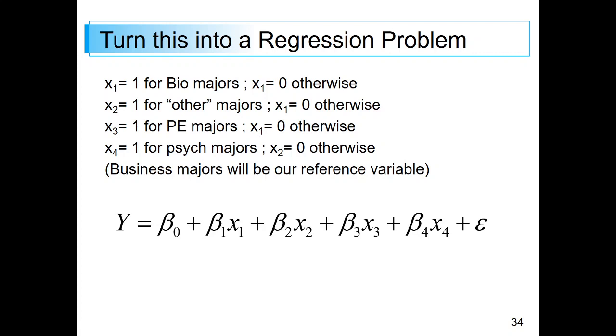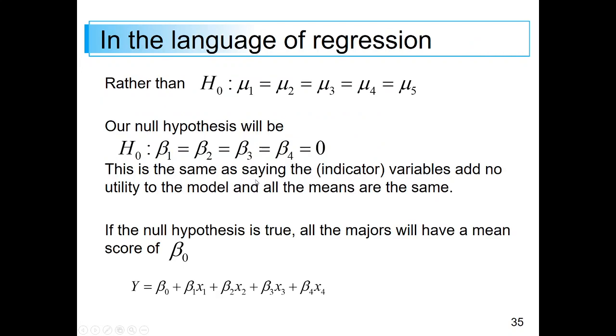Here we have 5 categories, so I'm going to use 4 indicator variables to help me out. I'm going to let business majors be the reference variable, and I'm going to say X1 is 1 if you're a bio major, 0 if you're not, X2 is 1 if you're an other major, 0 if you're not. X3 will be 1 if you're a PE major, 0 if you're not, and X4 will be 1 for a psych major and 0 otherwise. Oh, I should have changed those to 2, 3, and 4. Yeah, made a mistake.